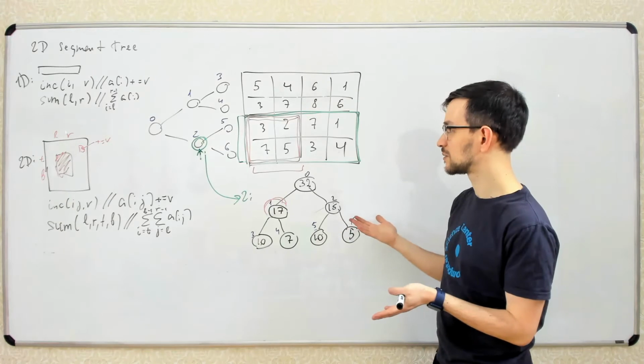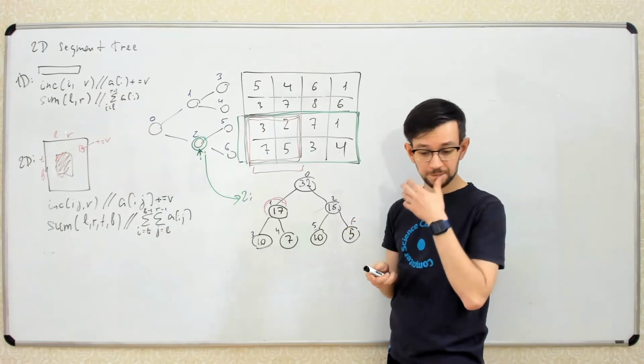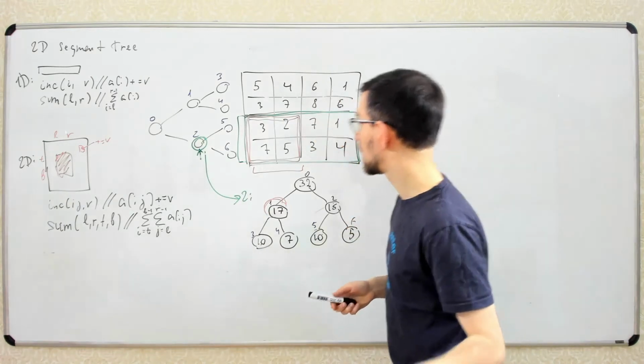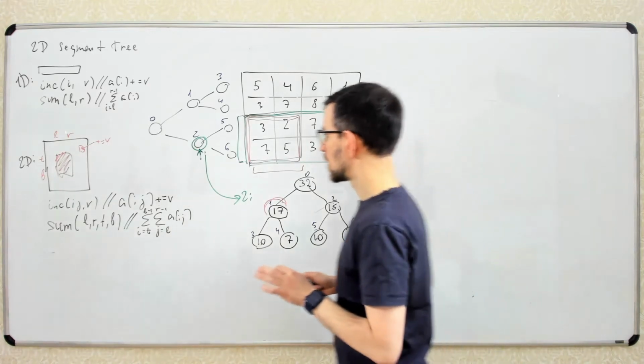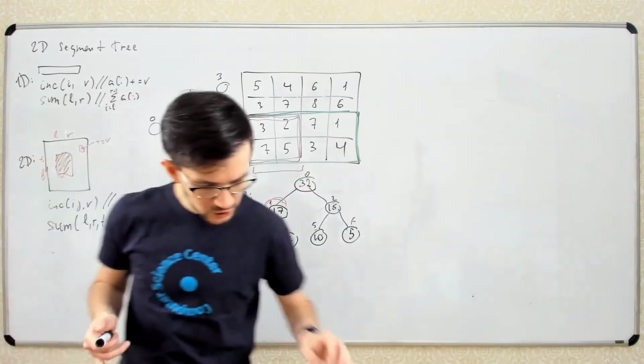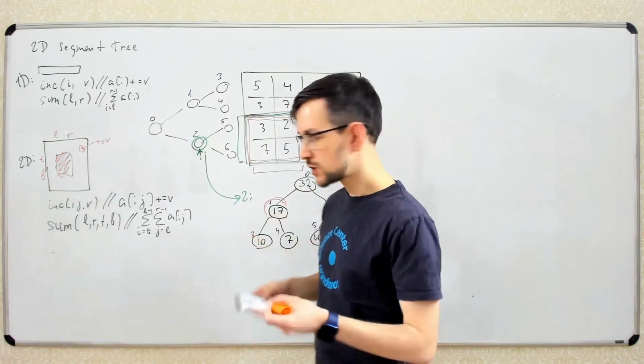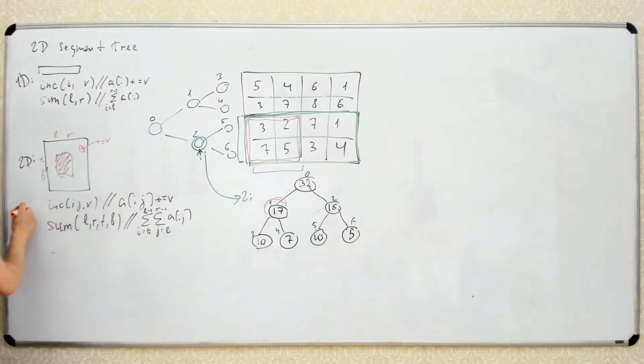That's how you implement it. And now how to implement operations. Quite simple. So let's have some operation. Let's have the first operation. So what happens when you want to increment some number?